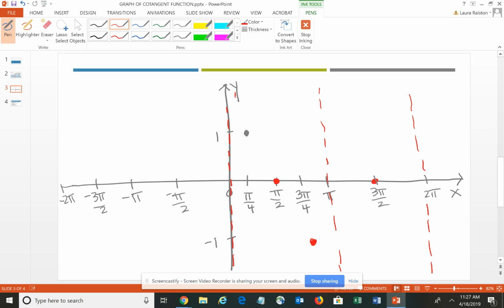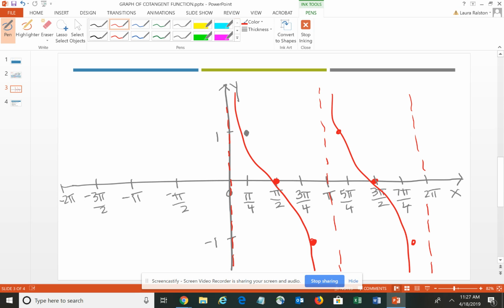So you're going to get a curve that kind of comes down. Remember, it stays between the asymptotes and looks something like that. So again, if I look at the other values, between the next ones, I would have to add 5 pi fourths and 7 pi fourths. So I have negative 1, or excuse me, positive 1 and 1, and then it curves down.